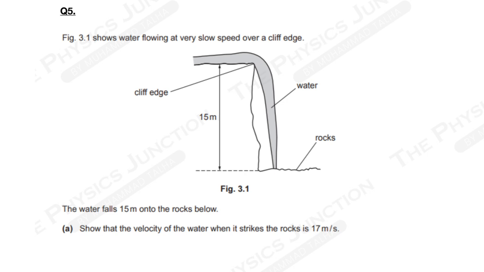Now I guess it's not very obvious, but you need to think what this means and what would happen as it falls over the cliff edge, which is 15 meters high. So the idea is that it would lose its gravitational potential energy, and in turn it would gain kinetic energy. When it's saying it flows at a very slow speed, this is basically your cue that initially you can say the kinetic energy was 0. So the speed is almost 0, so the kinetic energy is almost 0.